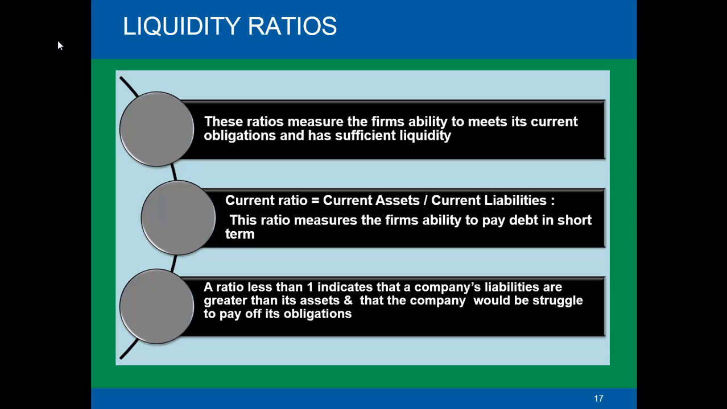So that means whether the company has sufficient liquidity so that it can pay off its debts or short-term liabilities within the time frame. Basically, this ratio tells you whether the company is able to pay its suppliers, its dues or its short-term obligations in time, so that it has sufficient current assets to back those liabilities. Now, if the ratio is less than 1, it indicates that the company's liabilities are greater than its assets and that the company would be struggling to pay off its obligations.